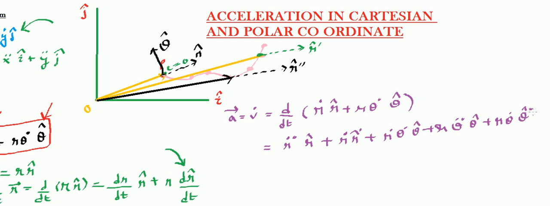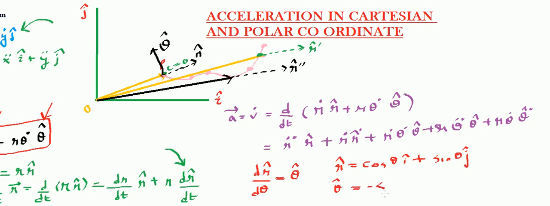So we have so many terms here, with some terms which we don't know and need to find out. For example, we learned that dr cap divided by d theta turned out to be theta cap. Okay, let me remind you what r cap was. We have seen r cap was written as cos theta i plus sine theta j. And what was our theta cap? Theta cap was found out to be minus sine theta i plus cos theta j.